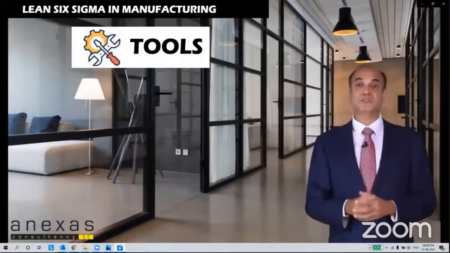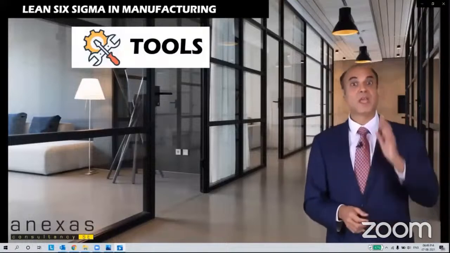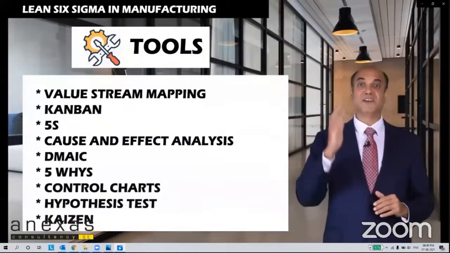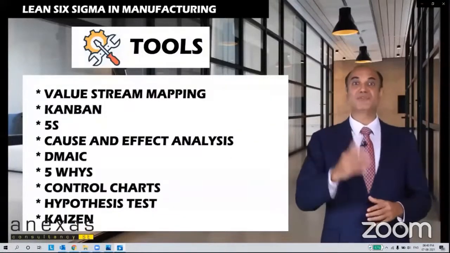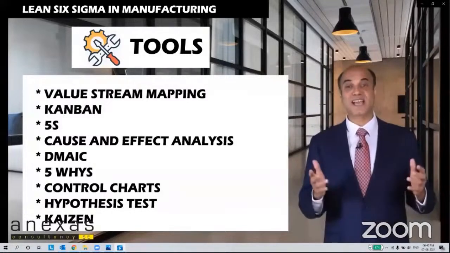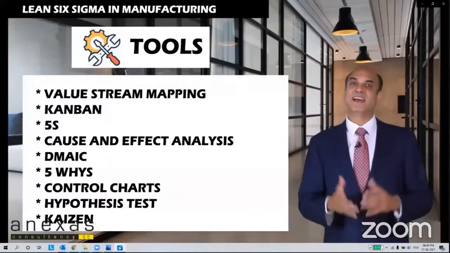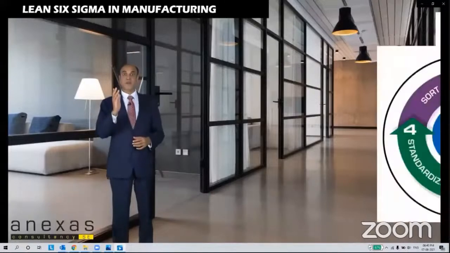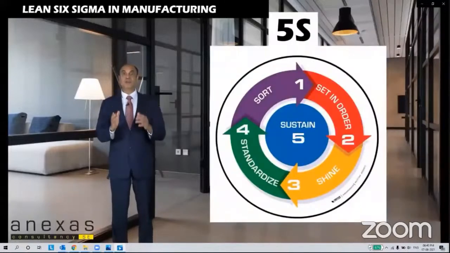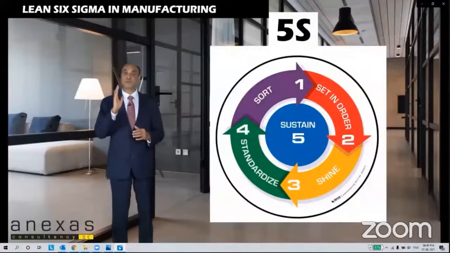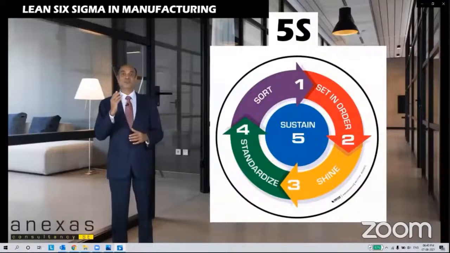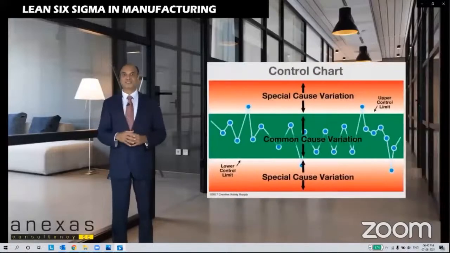Let me talk about some Lean Six Sigma tools that can be used in manufacturing. Value stream mapping, Kanban, 5S, cause and effect analysis, control charts, DMAIC, 5 Whys, Kaizen, hypothesis tests, etc. Let us talk about a few. 5S. A well-organized workplace becomes important if you want to eliminate waste and reduce the errors. 5S is the way to do that.